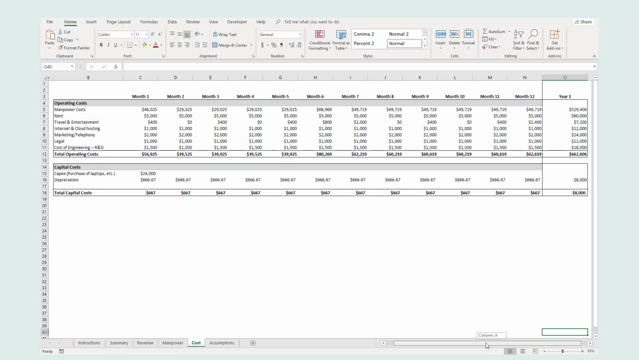While building your cost sheet, you start with only the operating costs. Once again, your columns are the months, and the first column is a list of all of the operating expenses. Here's a suggested list of operating costs. Manpower costs from the manpower sheet, rent or office costs, what's often called T&E or travel and entertainment and meals, etc., internet and cloud hosting, marketing, telephony or communications, legal or finance.